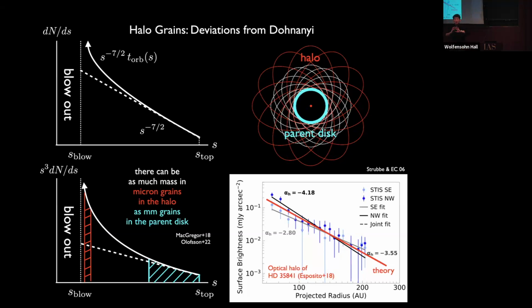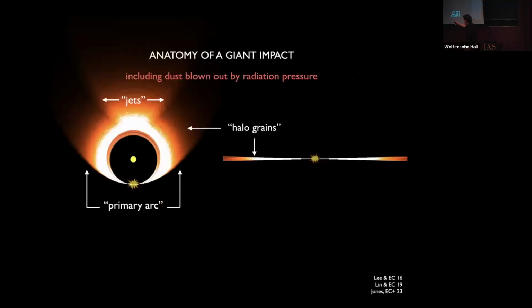So all of that millimeter wave emission is coming from micron-sized grains. There are just so many of them out there in the halo that they dominate the emission at millimeter wavelengths. That's just all by way of background. What I'm really interested in for this talk is this morphology.